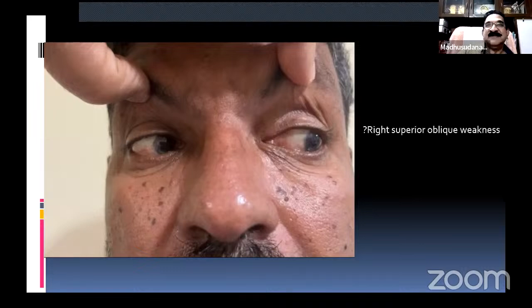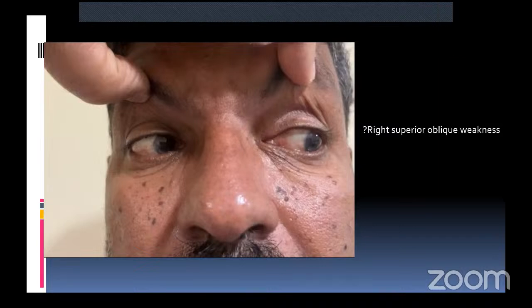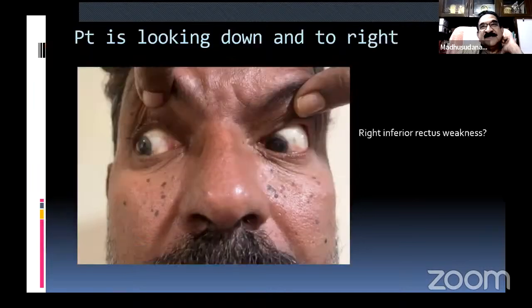Right superior oblique weakness. Correct? Yes. So either way, I can't differentiate, because the right eye is up in adduction. If there were a difference, it would be easy for me to differentiate the two. Whether it is right superior oblique, as in this patient shown here, or right inferior rectus, as shown here, this is a problem.